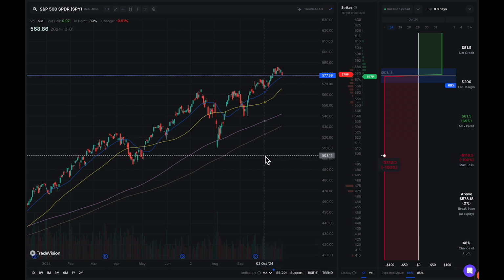So hopefully you found this helpful. It's a great indicator to use. Try it out for yourself, and hopefully it can help you identify some good entry and some good exit points in your trading. Thanks for watching.